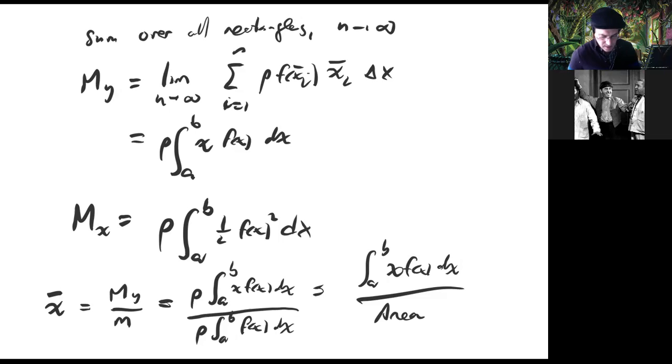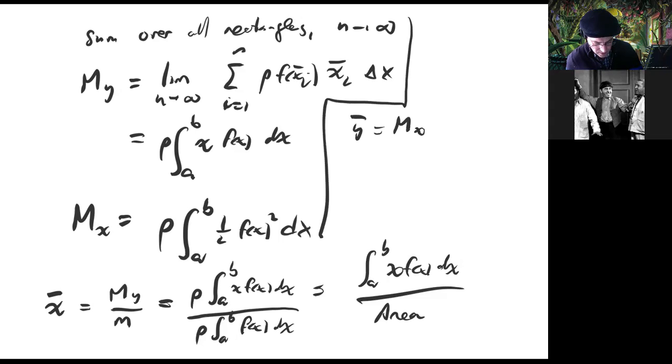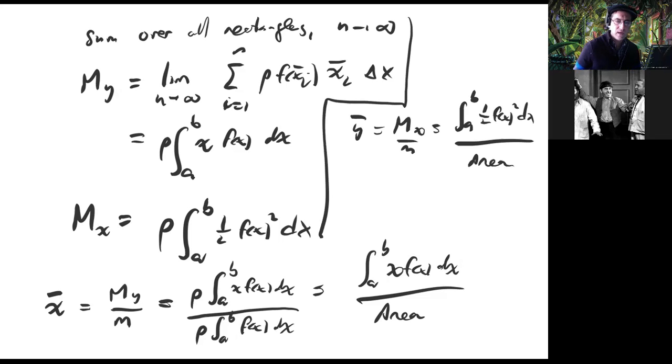And a similar calculation shows that y bar is given by m sub x over m, and that will give us the integral from a to b, the rhos will cancel again, of 1/2 f of x squared dx over the area. So let me summarize.